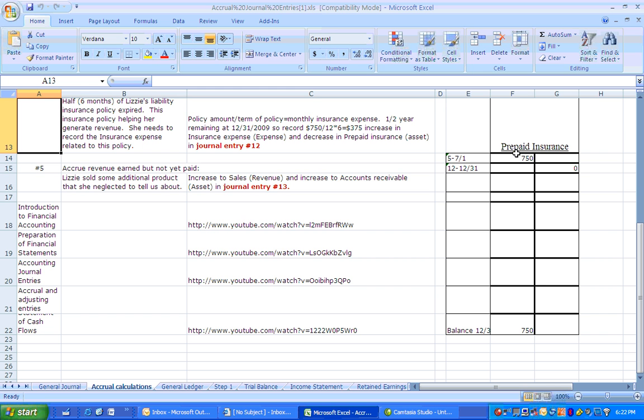We see that the balance is $750, but we know that the balance should be half of that, $375. So what our journal entry is going to be is a credit of $375, which brings the balance to $375. The other side of that transaction then is insurance expense. We need a debit to balance out the transaction.